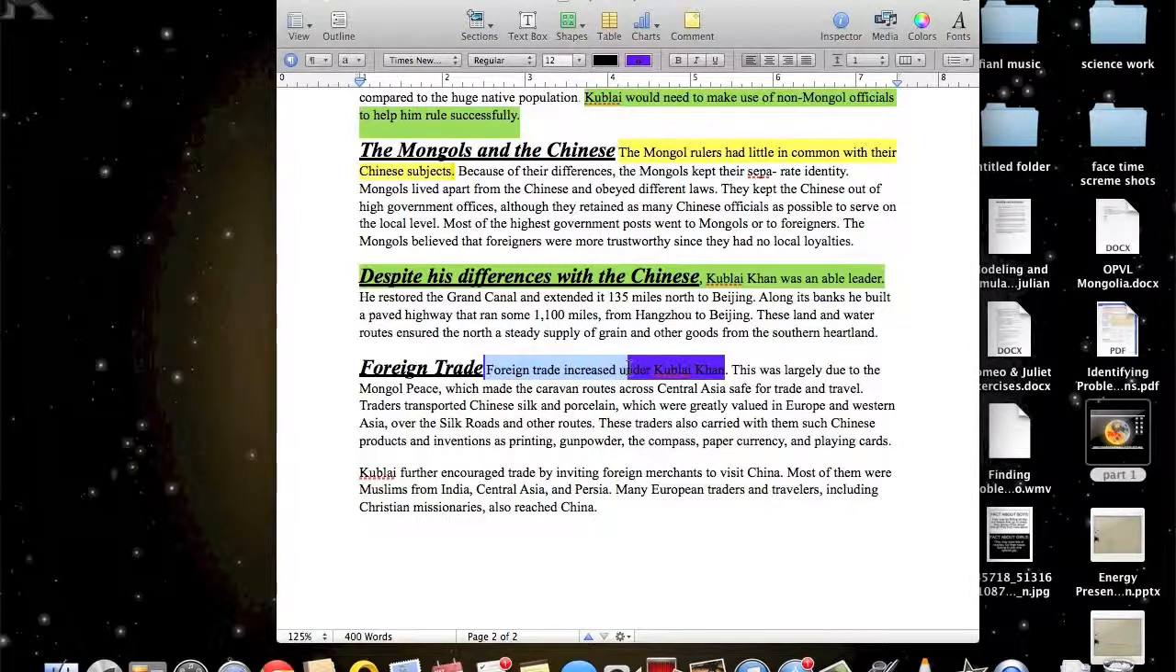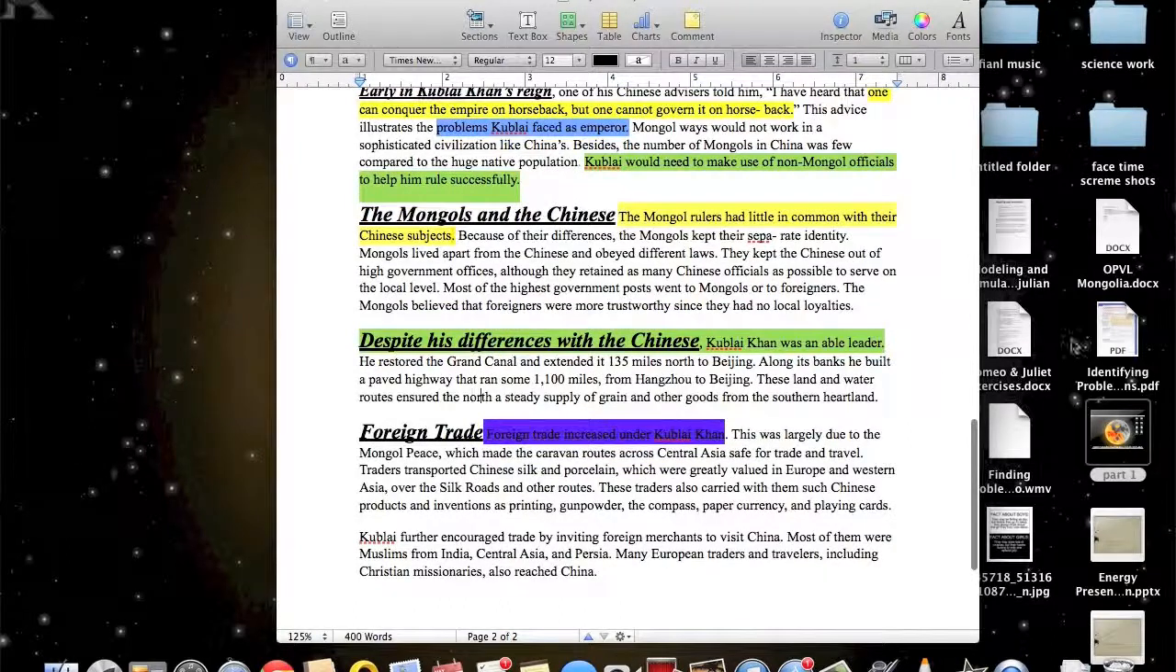Okay, and the outcome for that was that the foreign trade increased under Kublai Khan. Why is this an outcome? Because before, the Chinese were so into themselves that when the Mongols came, conquered, and started running it, they kind of forced the Chinese to open the doors to foreign trade, and that gained more money, more opportunities to work, more everything for the Chinese at that time.